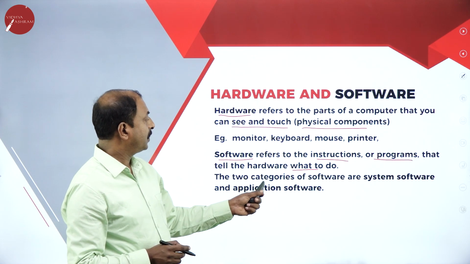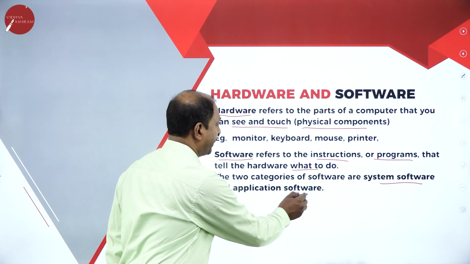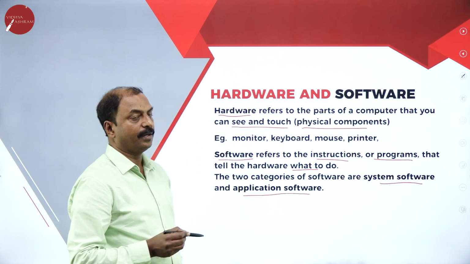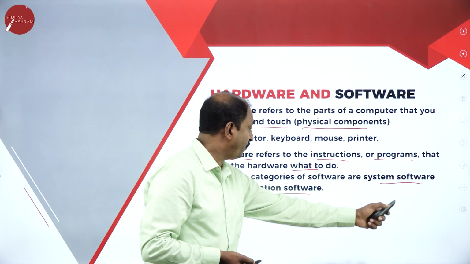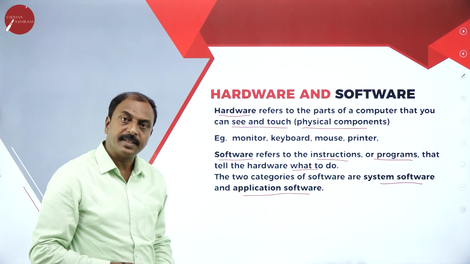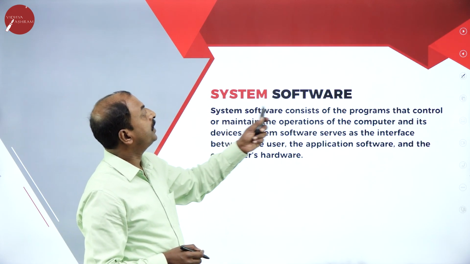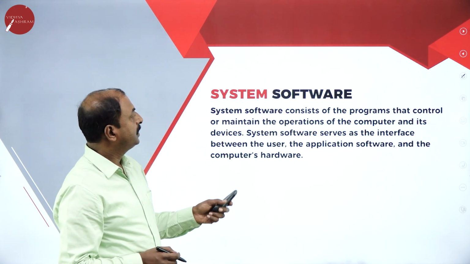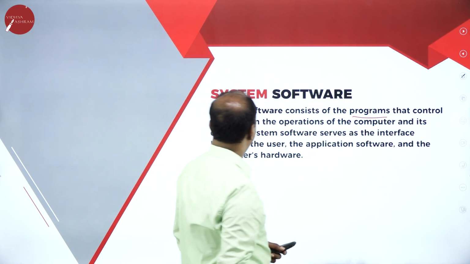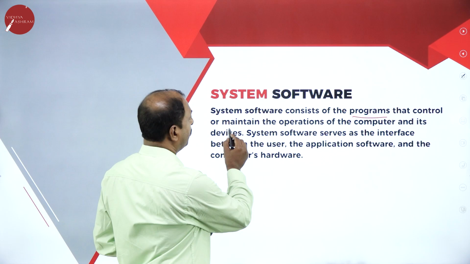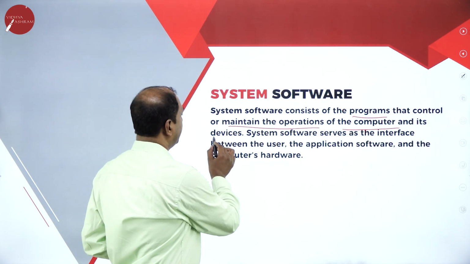Here there are two categories of software. One is system software, the second is application software. So in software there are two categories: system software and application software. Now let us see the definition of system software. What is system software? System software consists of the programs that control or maintain the operations of the computer and its devices.